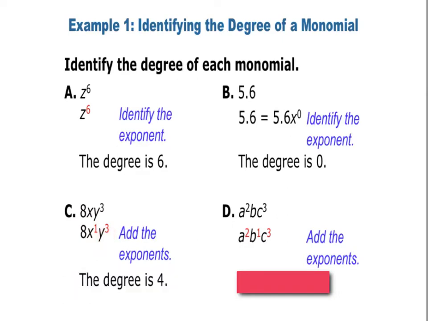Okay, let's take a look at this next one here. On this next one, I have a squared b c cubed. Now remember, for b you don't see a power, so put a power there. So it's 2 plus 1 plus 3. So that makes it a 6th degree monomial. Okay, so there you go. All right, let's move on.